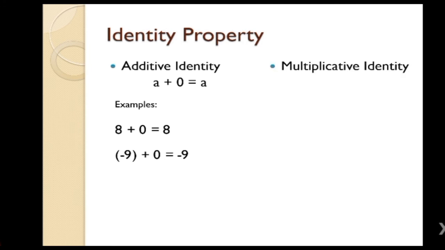So, kapag multiplicative identity naman, any number multiplied to 1 will be the number itself. So, si 1, kahit i-multiply mo siya sa kahit anong number, hindi niya maaapektuhan yung value ng number na yon. So, for example, if we have 8 times 1, that is equal to 8. Negative 9 times 1 is equal to negative 9.